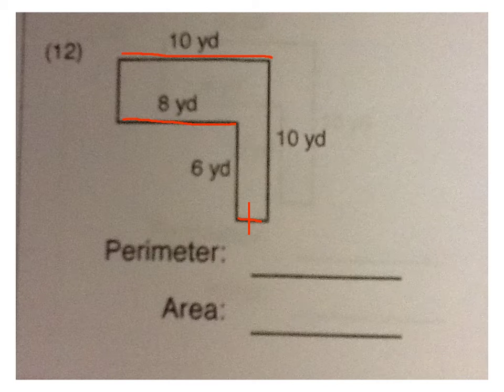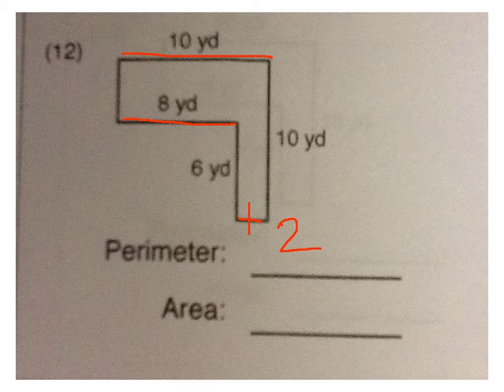Okay? And the way we find out what the missing is, we subtract the part, which is the 8 here, from the 10. And 10 minus 8 equals 2. So I'm going to put 2 right there so I don't forget.